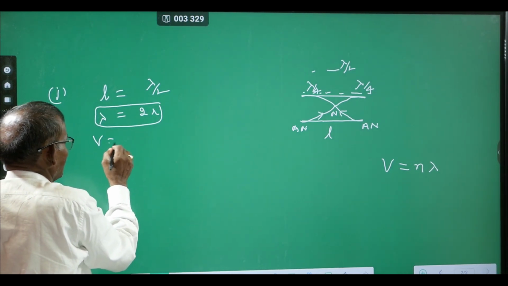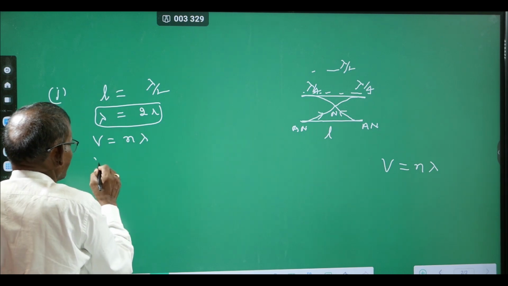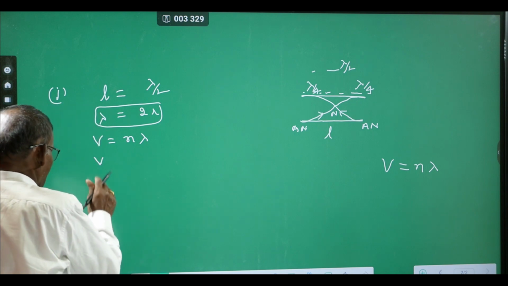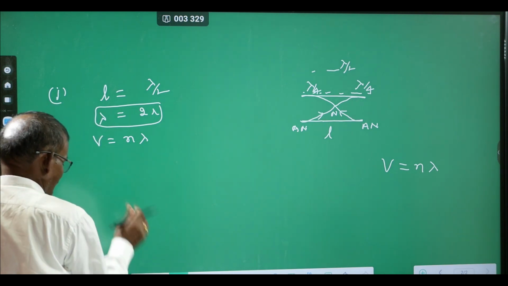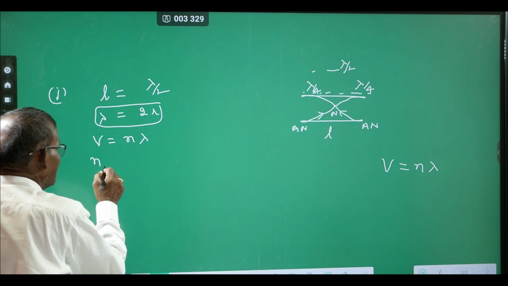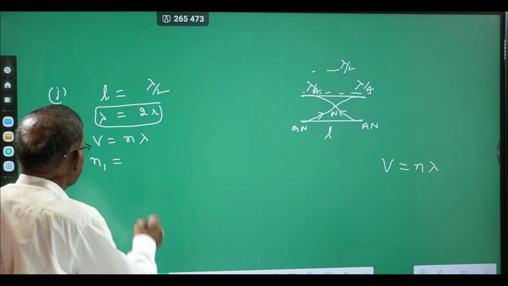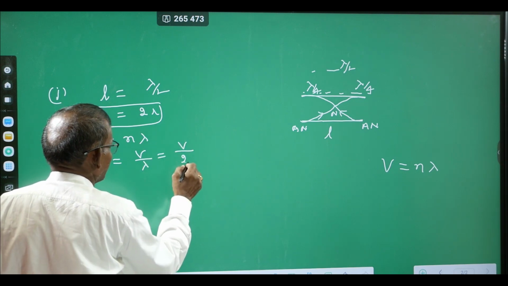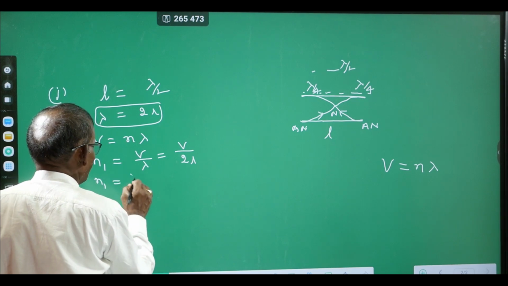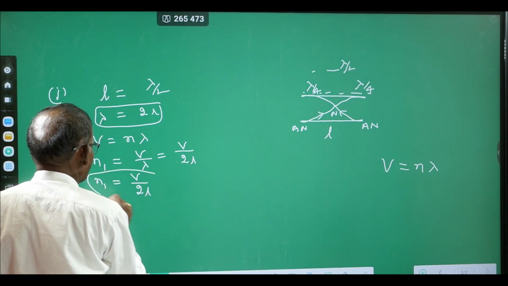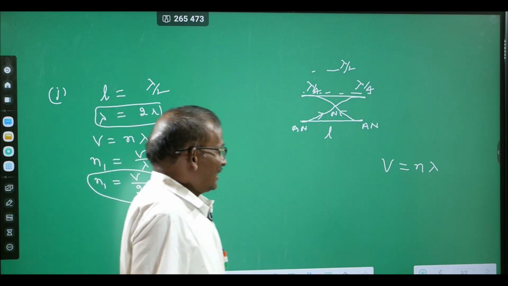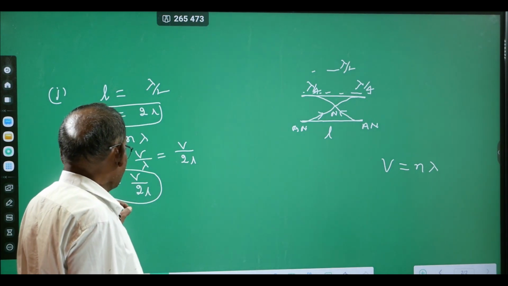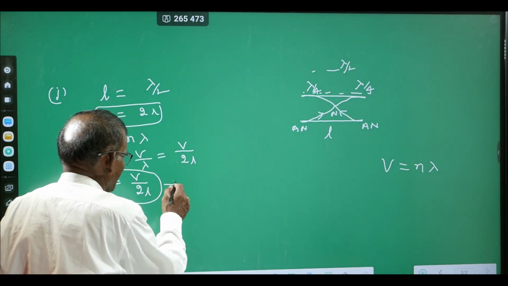We know the formula V is equal to n lambda. So here, n is equal to V by lambda. Let us suppose that this is n1. n1 is equal to V by lambda, that is, V by 2L. So n1 is equal to V by 2L. This is the fundamental frequency, that is, the first harmonic. Say this is equation 1.